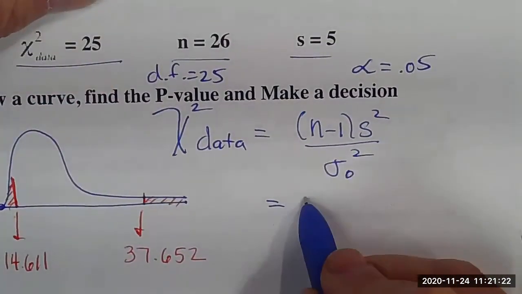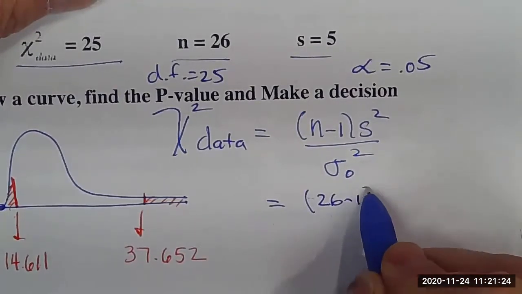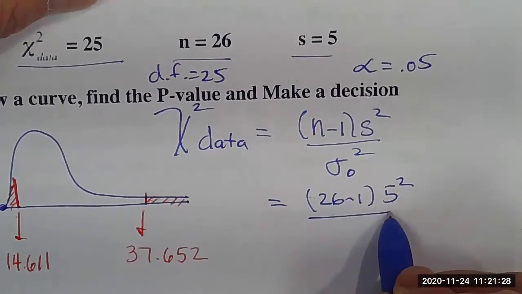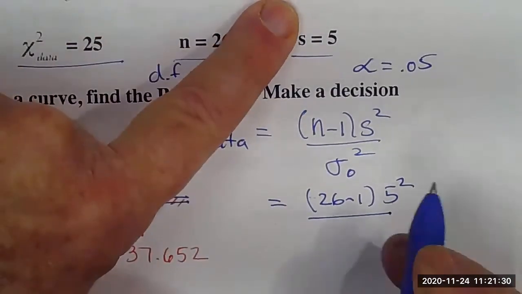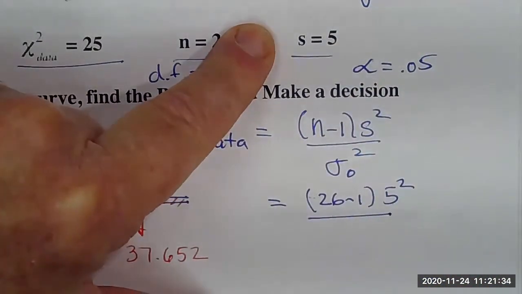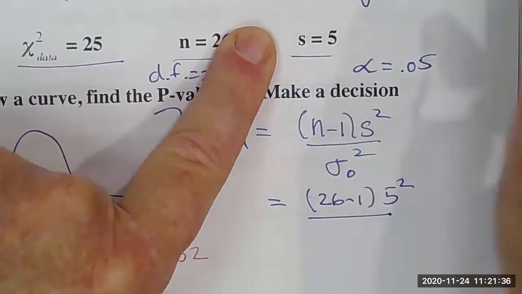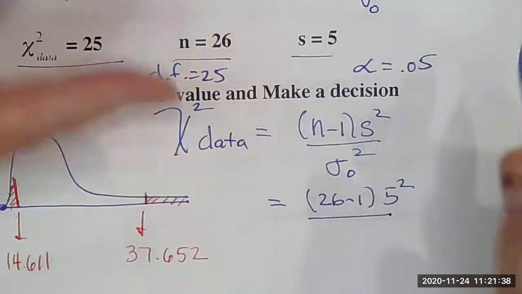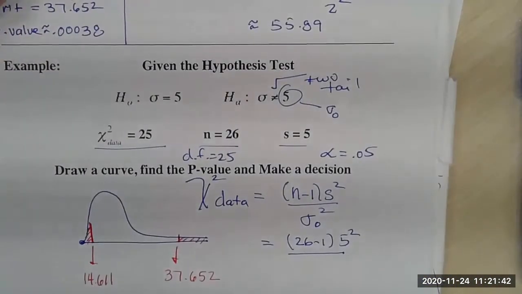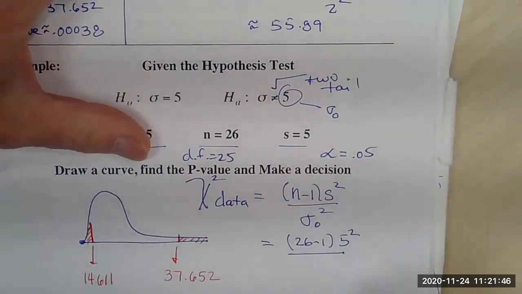Okay, my n is 26, s is 5. Oh, so is sigma sub naught. Remember, this is sigma sub naught. Oh, gosh, I do that a lot, don't I? I've only done it twice, but that seems like a lot. Okay, so sigma sub naught is also 5, where it just so happens the standard deviation is 5.